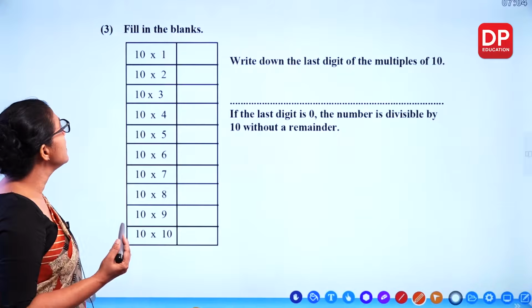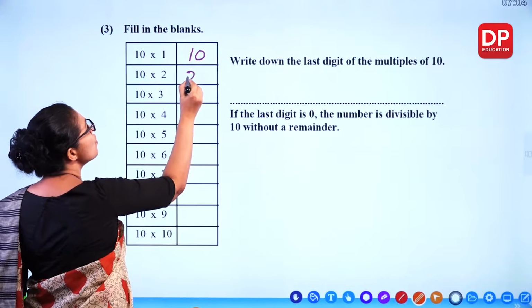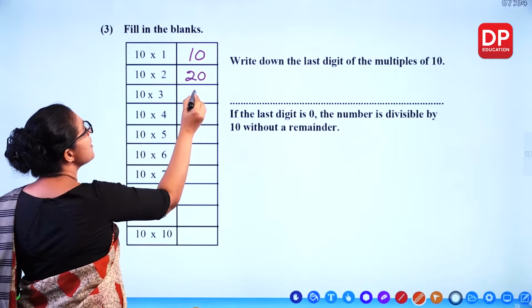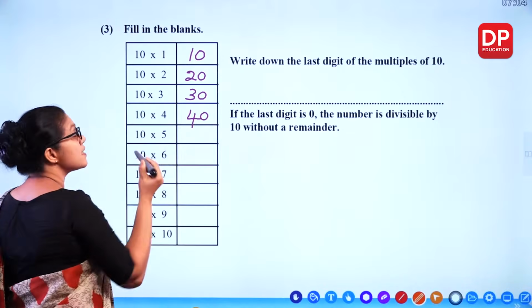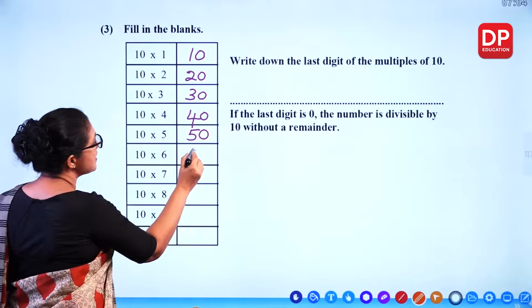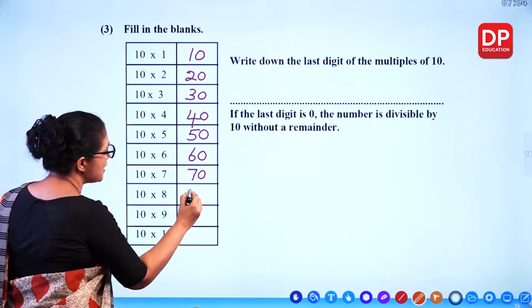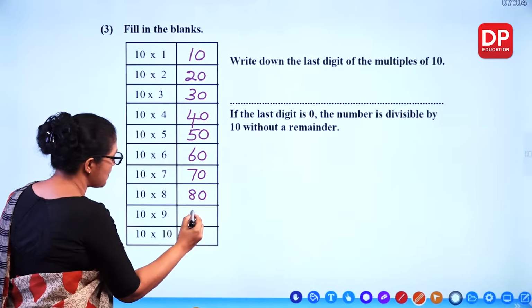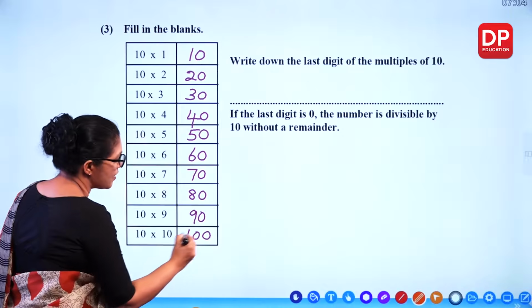Multiples of 10. 10 times 1, 10. 10 times 2, 20. 10 times 3, 30. 10 times 4, 40. 10 times 5, 50. 10 times 6, 60. 10 times 7, 70. 10 times 8, 80. 10 times 9, 90. And 10 times 10, 100.